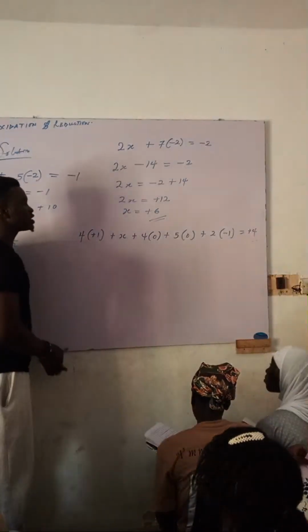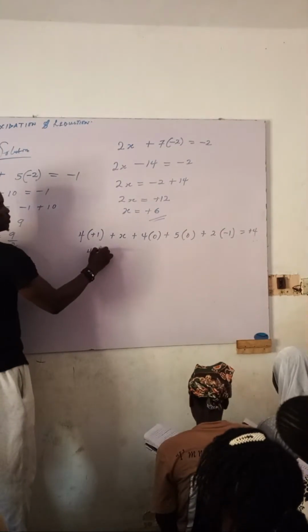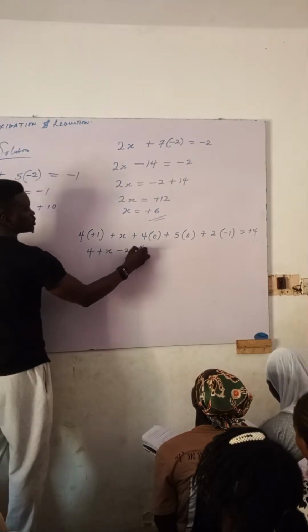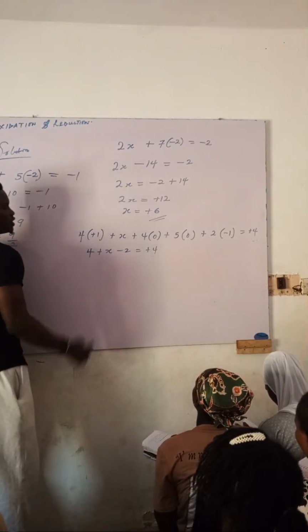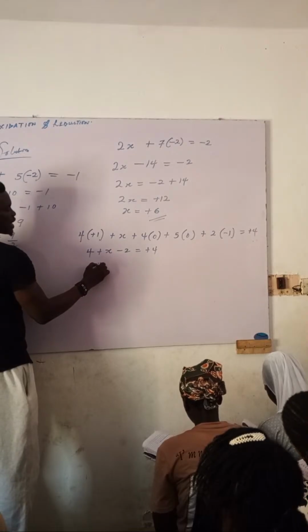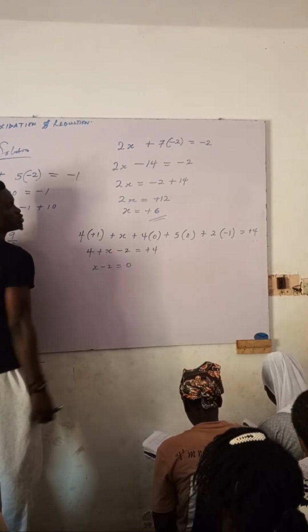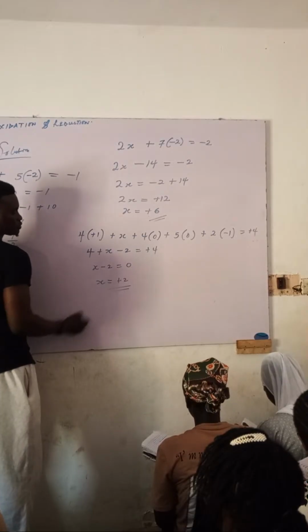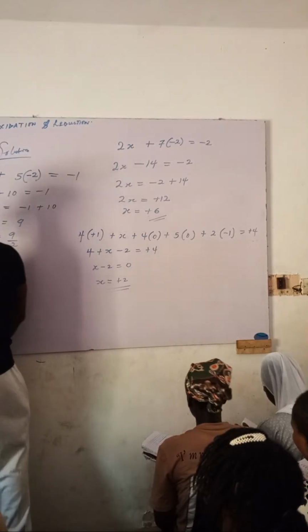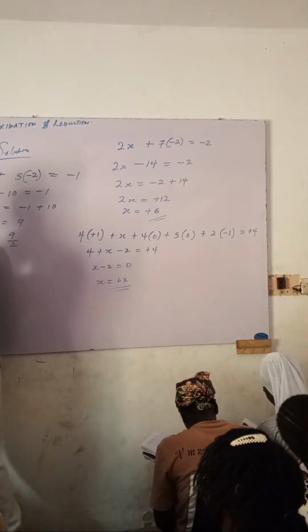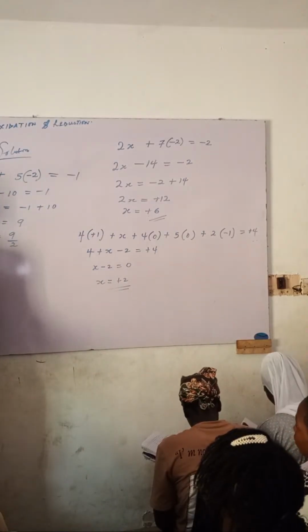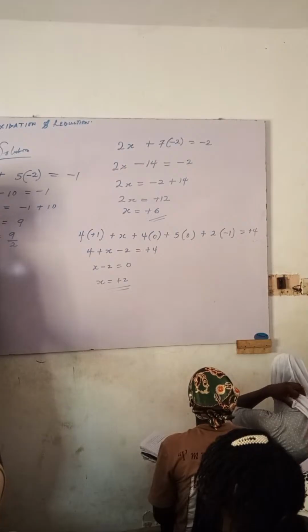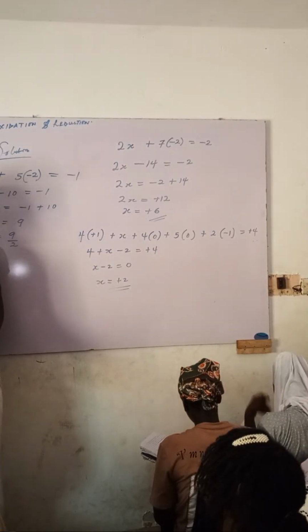So summing everything up together, we have 4 plus x minus 2 is equal to plus 4, right? So we can say x minus 2 is equal to 0. Do you agree? x is equal to plus 2. So the oxidation state of iron here is what? Plus 2. Can you solve the rest?